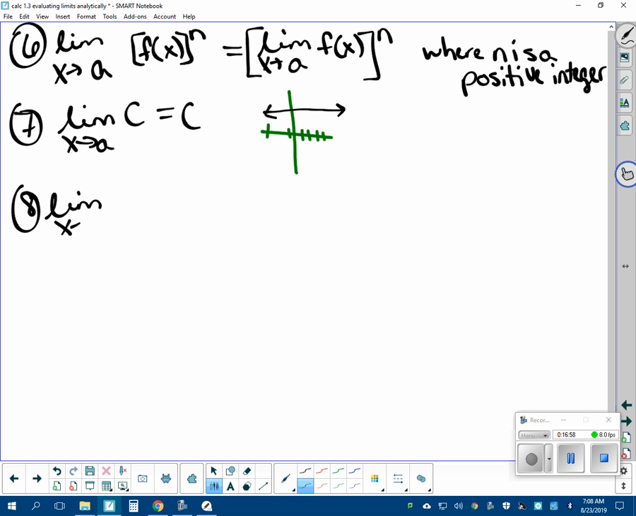The limit as x approaches a of x equals, well, let's think about this one. The function is literally x. The graph of x looks like this. Think about what you know about the ordered pairs on this line. Your equation's y equals x, so this would be the point 1, 1, 2, 2, 3, 3, 4, 4, 5, 5, -1, -1, -2, -2, -3, -3. So if you're approaching a, whatever a is, the y value is also a.